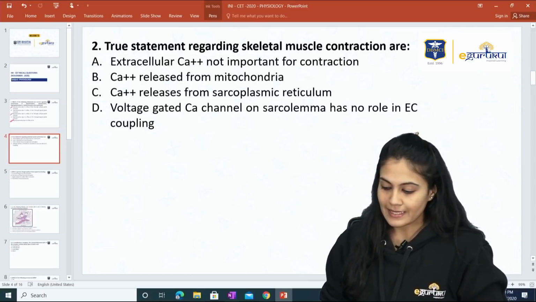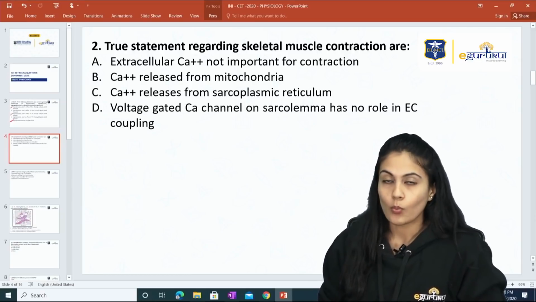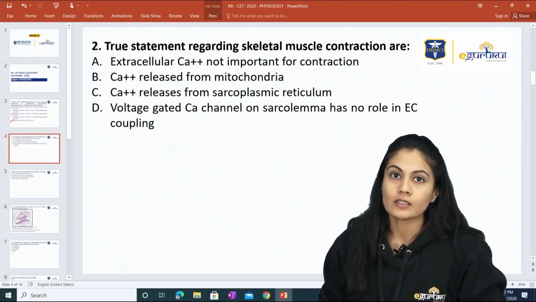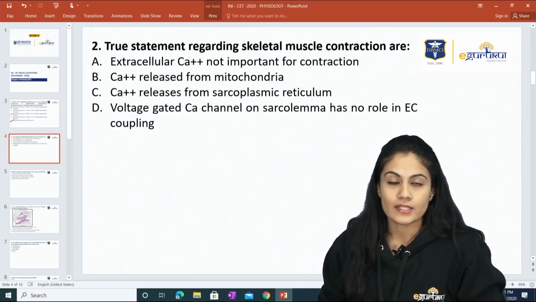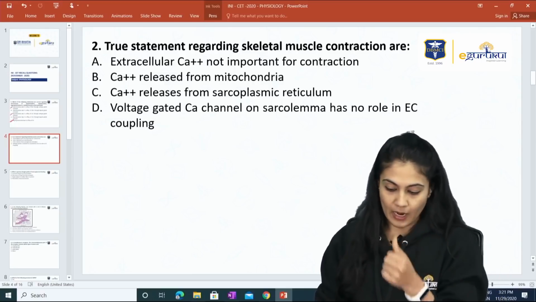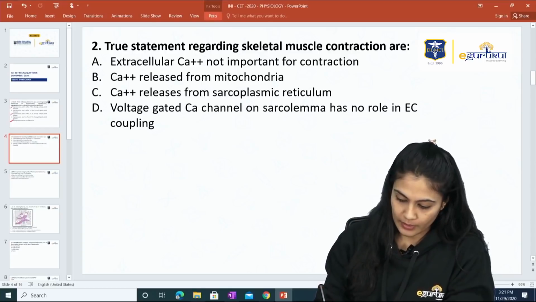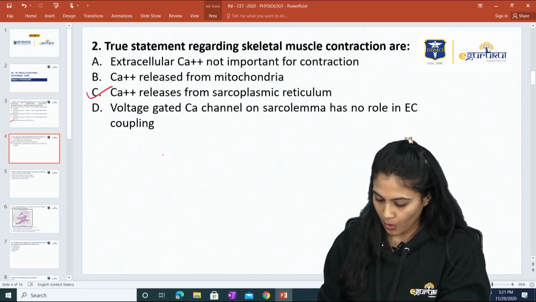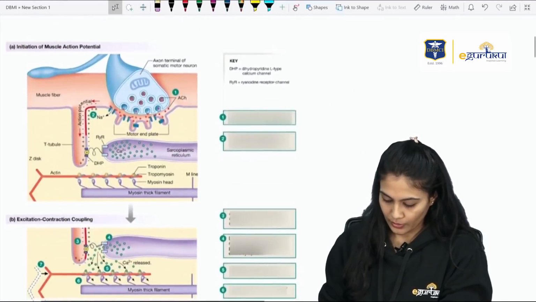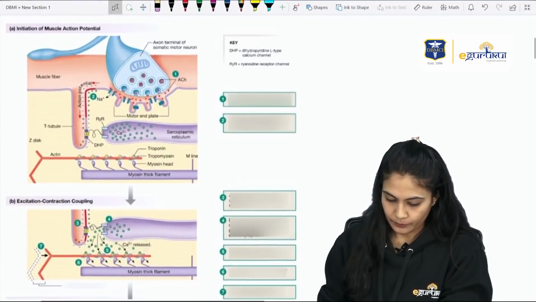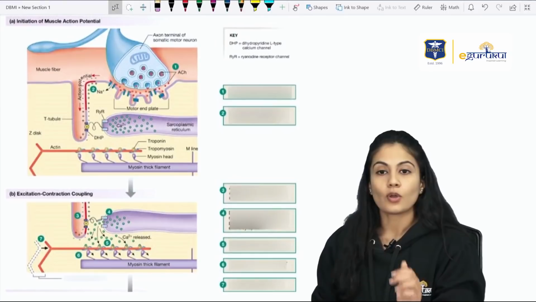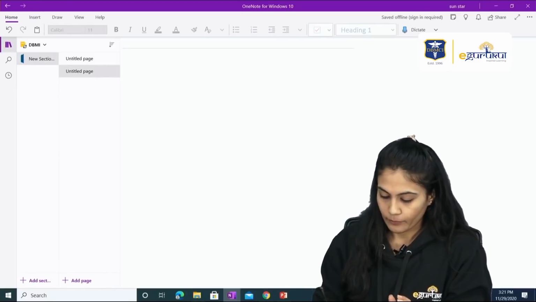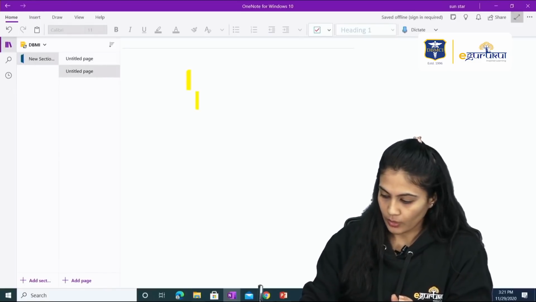True statement regarding skeletal muscle contraction. Again, for answering this question what we should know is the EC coupling, that is excitation contraction coupling. The answer of this question is option C. Let's see what happens and how it happens in excitation contraction coupling. First of all, we'll talk about the excitation. What happens in the excitation?